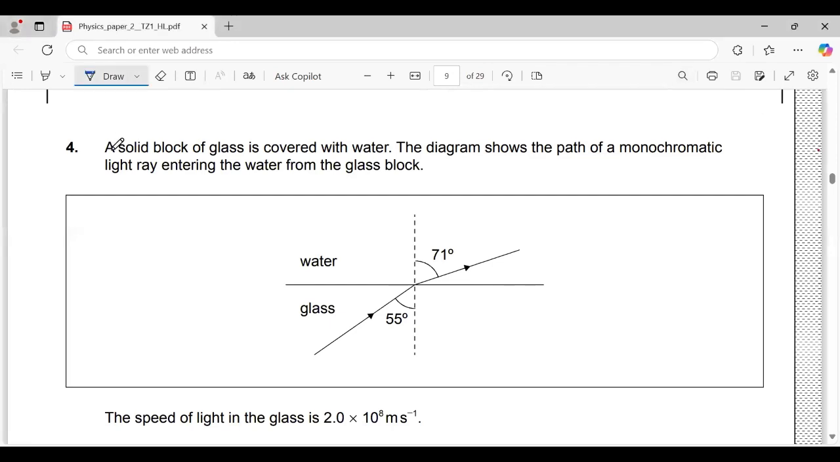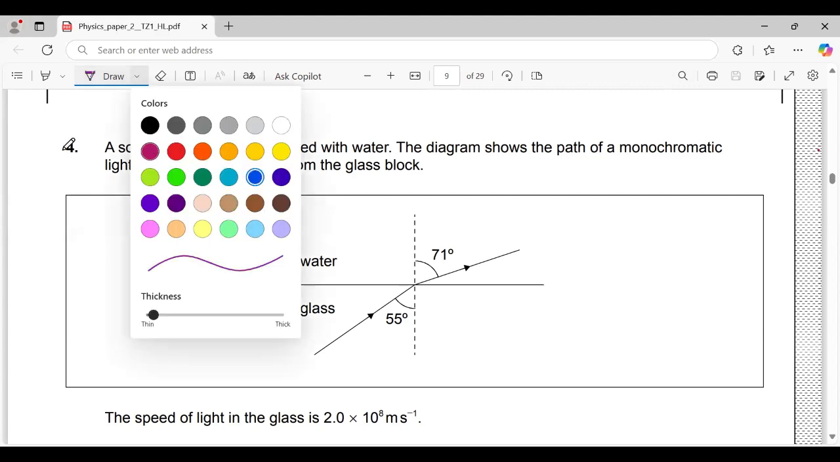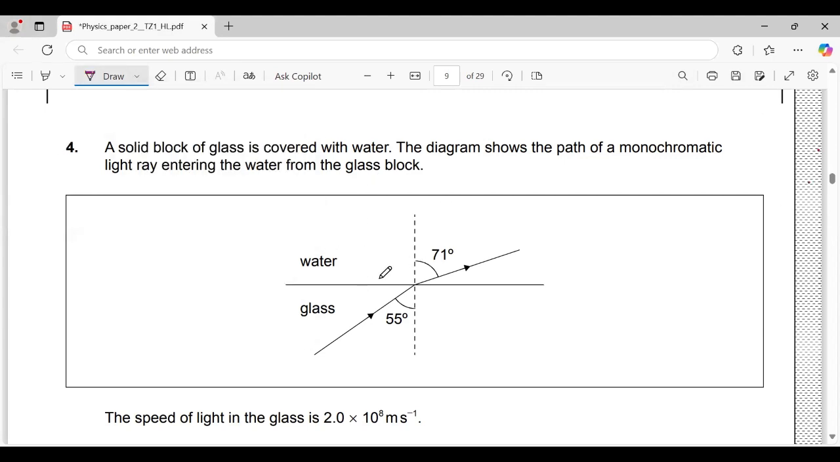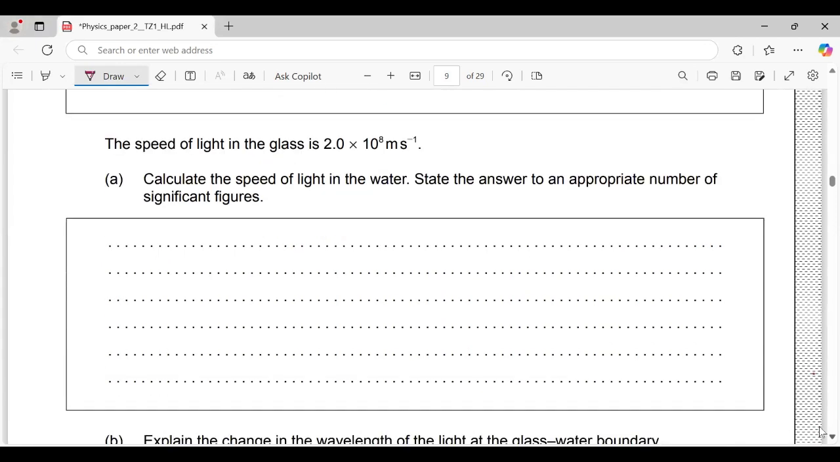Number four. A solid block of glass is covered with water. The diagram shows the path of a monochromatic light ray entering the water from the glass block. So this is the diagram. The incidence angle in glass is 55, and this is the refraction angle in water, 71. The speed of light in the glass is 2.0 times 10 power 8 meters per second. Calculate the speed of light in water. State the answer to an appropriate number of significant figures.